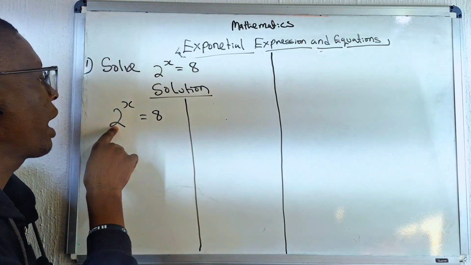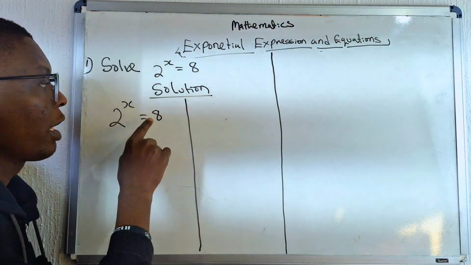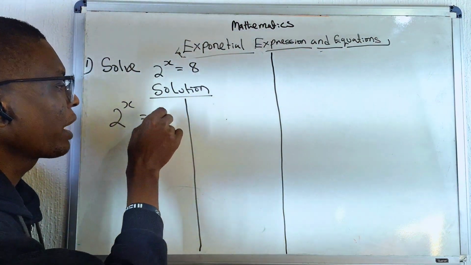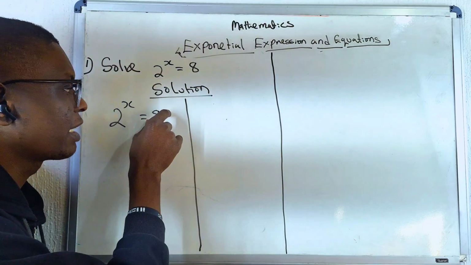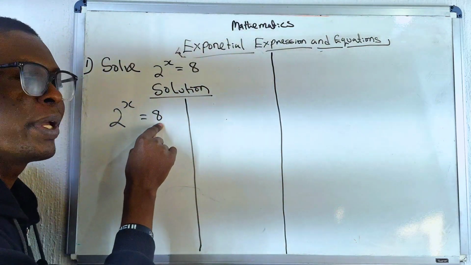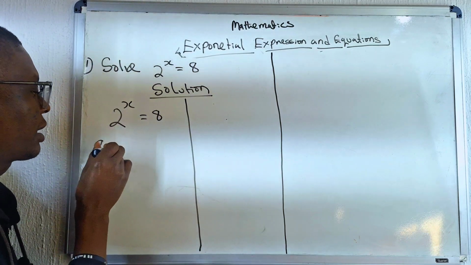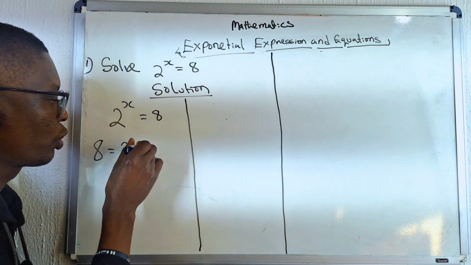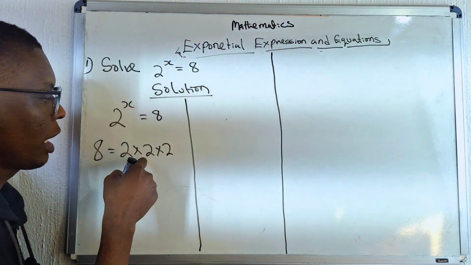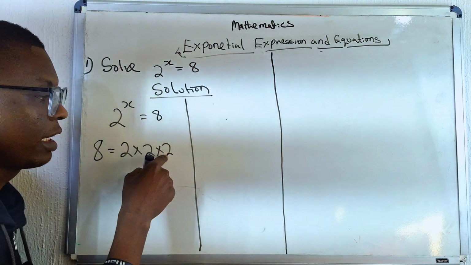In this term here, our base is 2. Here we are having 8. Is there any way that we can change this 8 itself in such a way that the base will become 2? And it is possible. Remember that 8 is the same thing as 2 times 2 times 2. 2 times 2 is what? 4. 4 times 2 is 8.